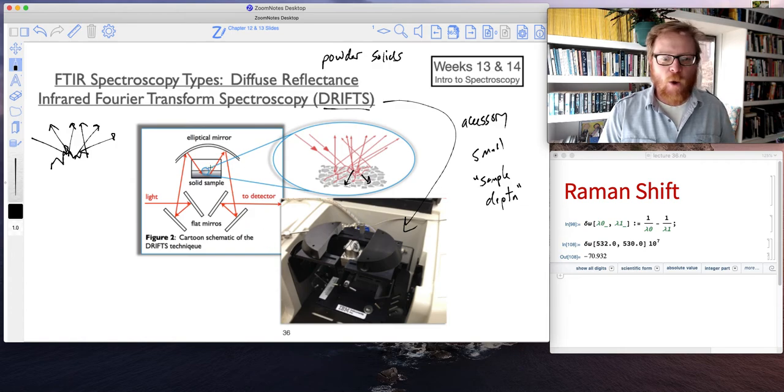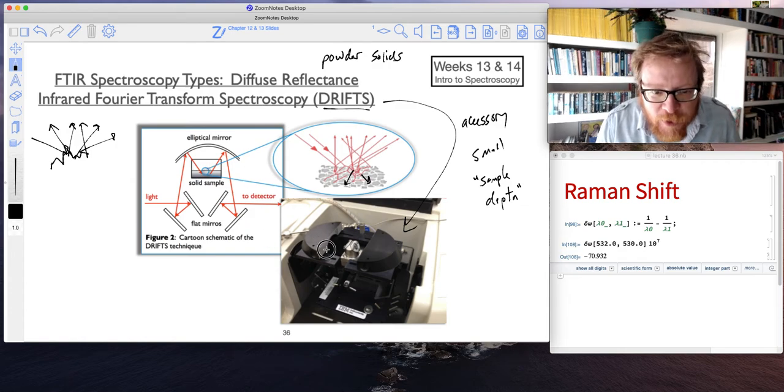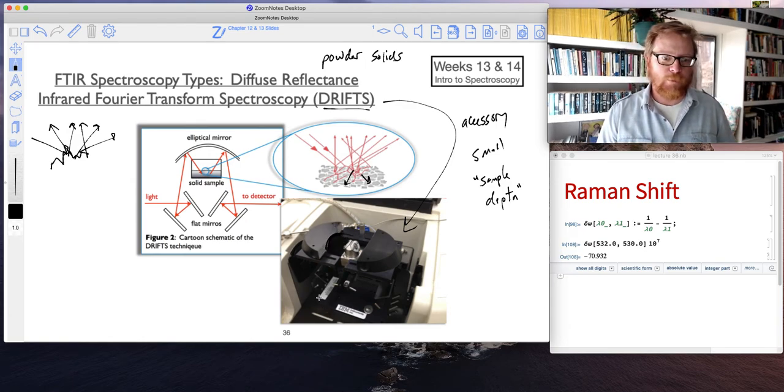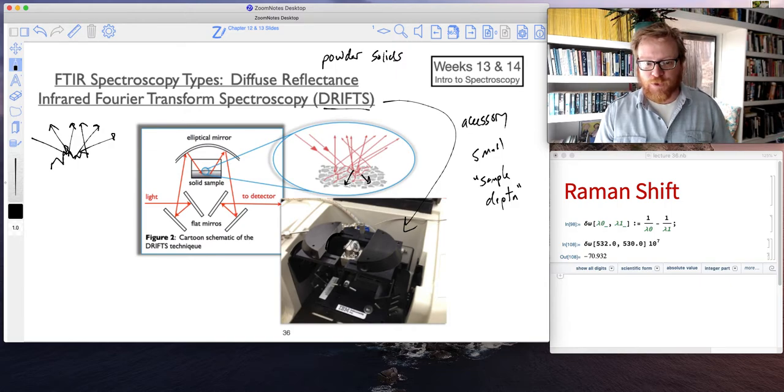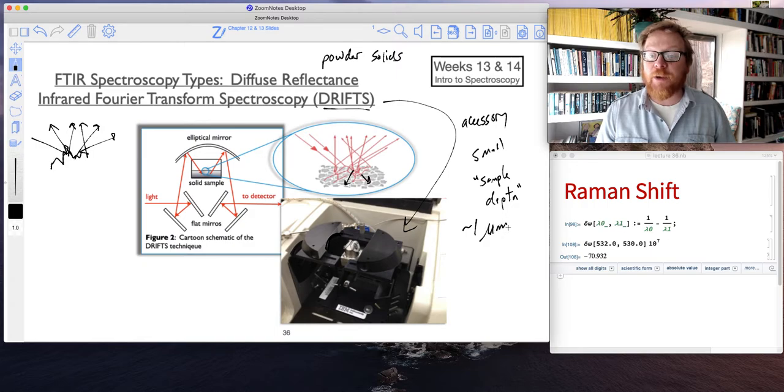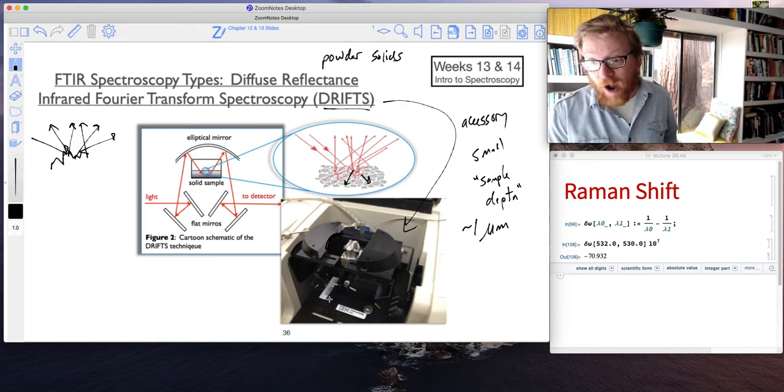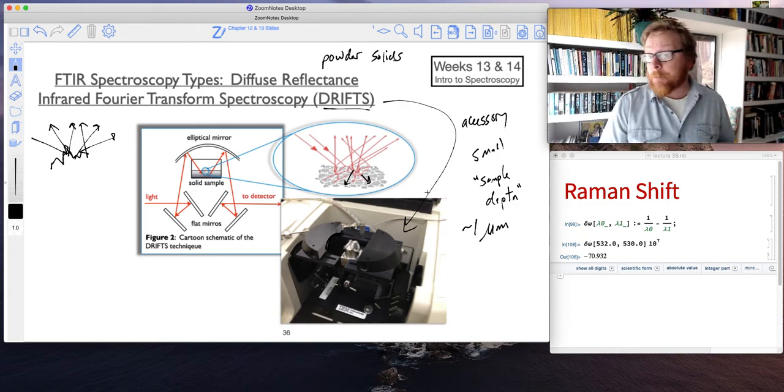Okay. So, and you can see actually this elliptical mirror, you can see it right here. There's the elliptical mirror, okay, which is pretty cool. And so that elliptical mirror will close over this sample holder. So this little device you're seeing right here is our solid sample holder, okay? And so our sample depth is typically only about 1 micrometer. And so what that means is the IR beam that's scattering off the surface that eventually makes it to the detector is only coming off the first micron or so of the sample.